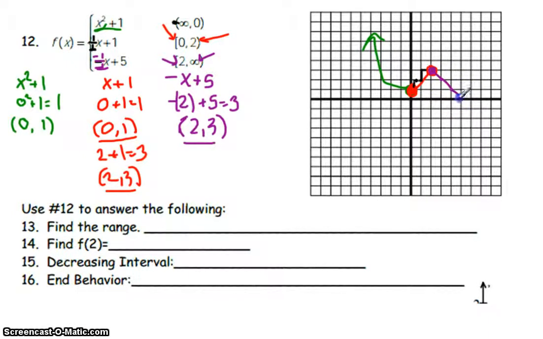That is going to be my line. And since it's infinity, I'm going to have an arrow. And that is what your graph should look like. Okay, I want you to go ahead and try to answer 13, 14, 15, and 16 on your own.